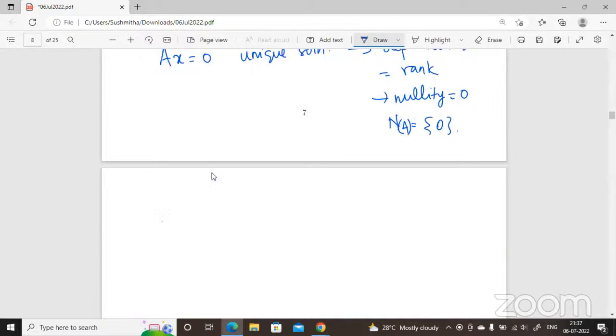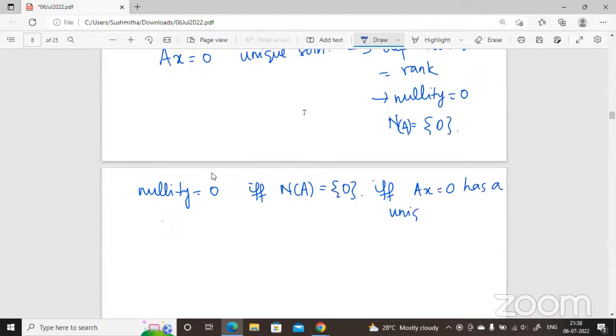So nullity is equal to 0 if and only if the null space is the 0 space. And this means AX is equal to 0 has a unique solution. So we will face a problem when we have infinitely many solutions. If it has infinitely many solutions, the null space definitely has a non-zero vector, and the nullity is definitely greater than 0, at least 1.